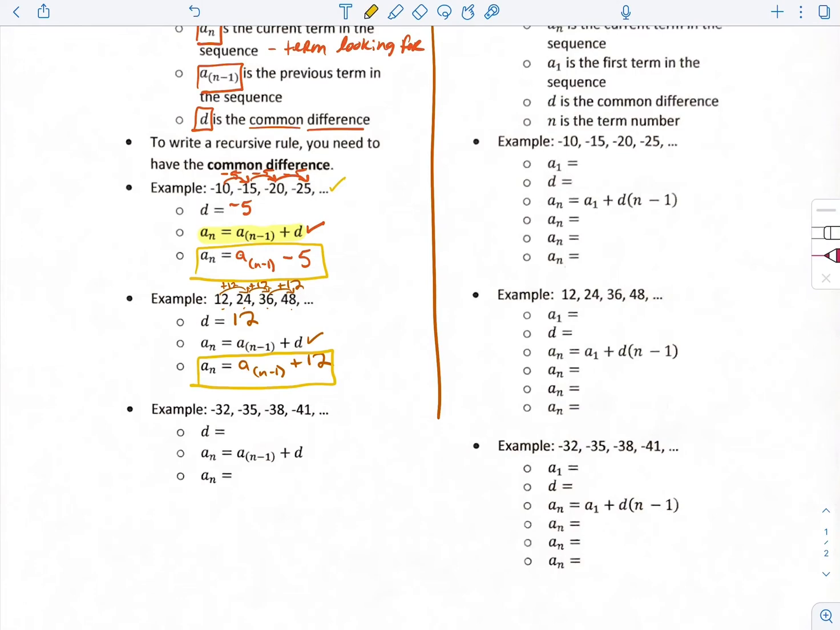All right. So let's say we have this next example, and we want to write a recursive rule. Note that this is decreasing by 3 each time. So our common difference is negative 3. And all we've got to do is plug in A sub n minus 1, minus 3. And there we go. We have our recursive rule.